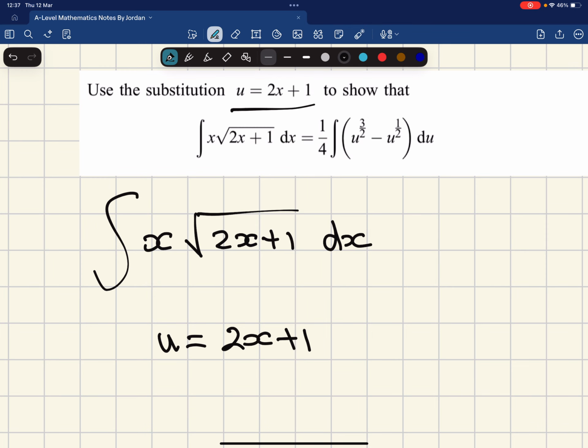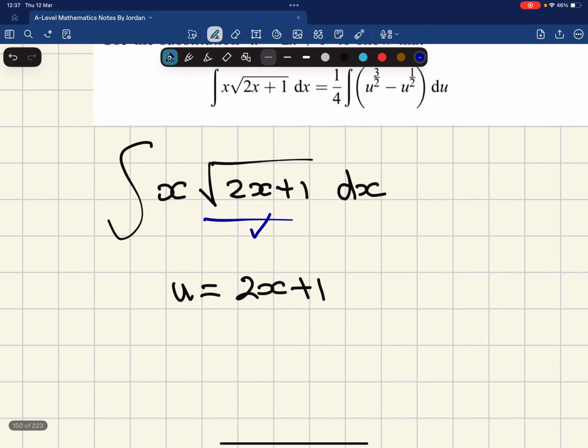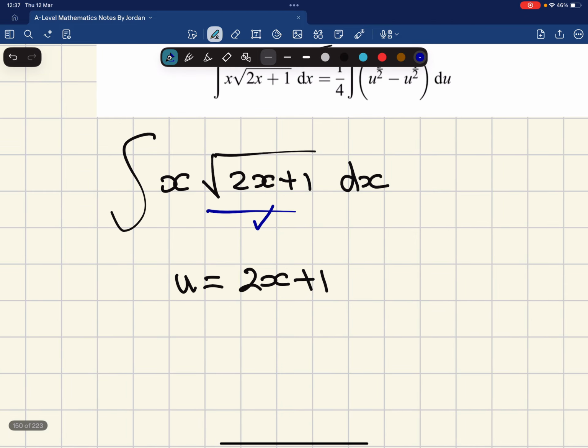You should notice that that's already dealing with this part here. So there's already something to be substituted for that in terms of u. So that part there is absolutely fine. But you can see that we have this x over here, which we will need to deal with later on. What I tend to do though first of all, is I just start with this substitution expression, and then I just start by differentiating it.